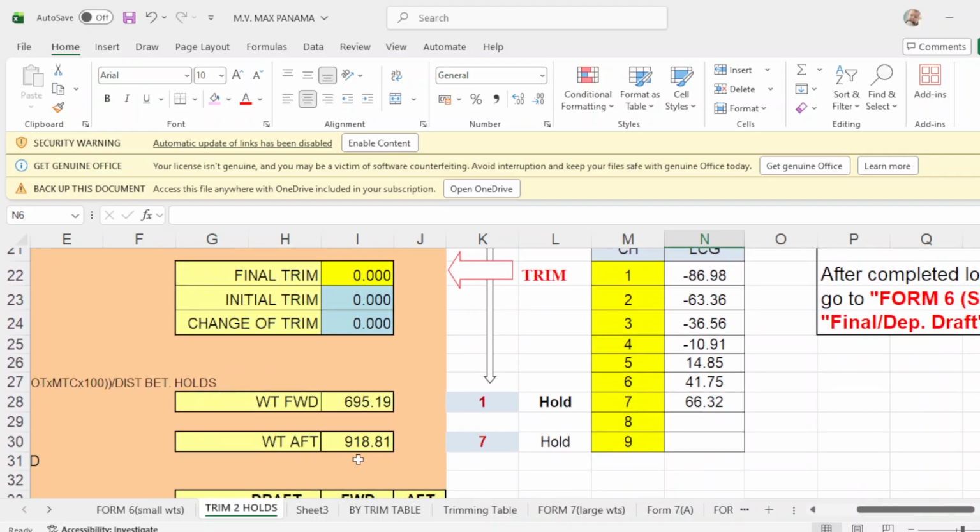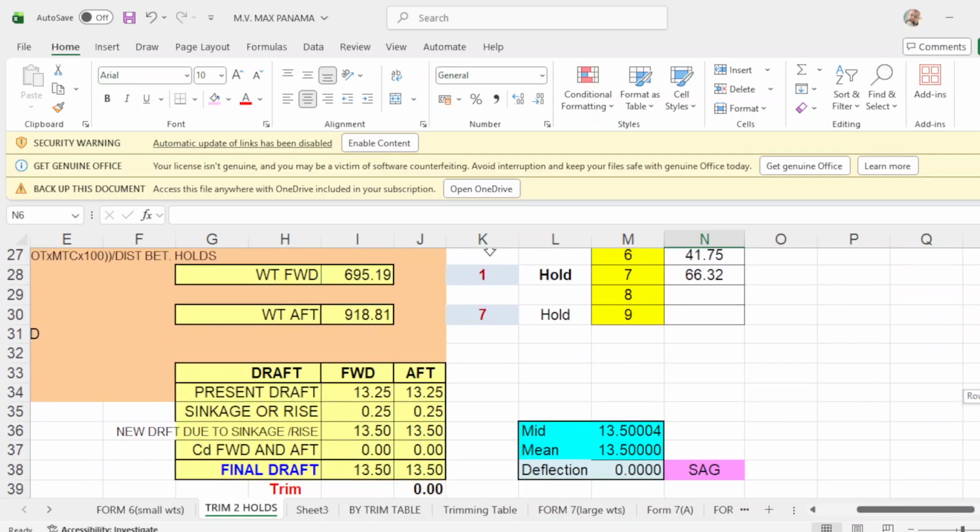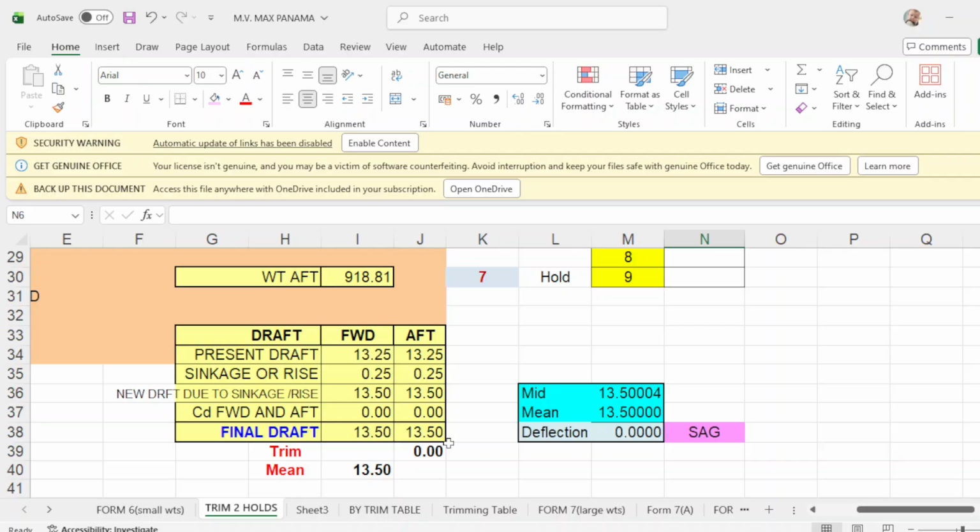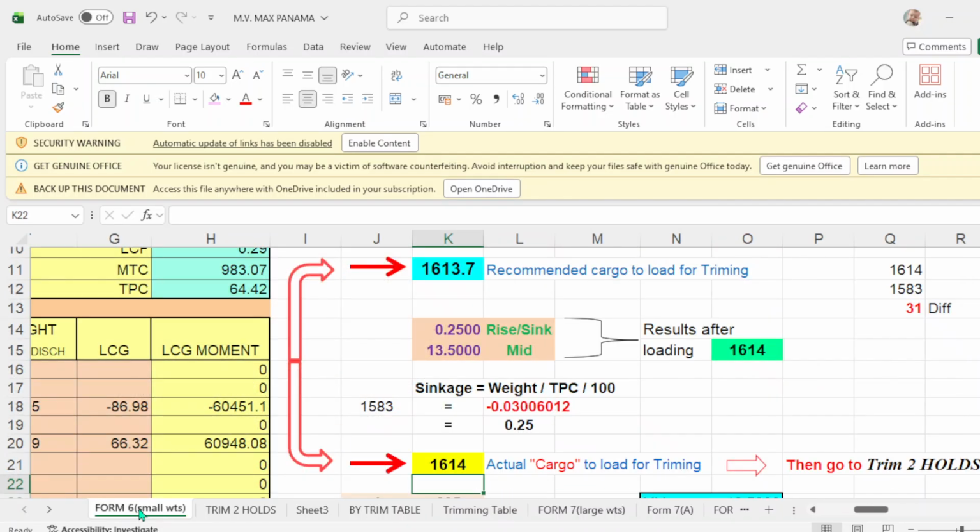Round it up, that will be 919, and your departure drop is 13.5, up is 13.5, 0 trim, and 13.5 mean. And you have 0 deflection, which is this one. This is a very accurate program.